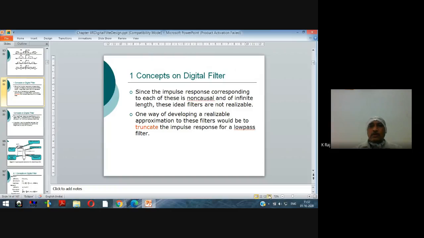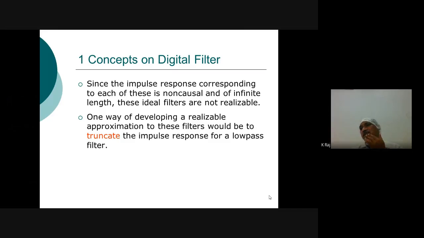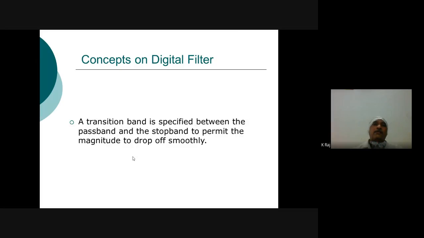So here, before the discussion of the designing of the IIR filter, again we will try to cover some concepts of the digital filter. As we know, if we are interested in designing the filter, then first of all the requirement is considered. And as we know, the impulse response corresponding to each of these non-causal filters is infinite in length. Hence, these ideal filters are physically not realizable. In order to realize these filters, there is a need for truncation. And truncation is done with the help of different methods.